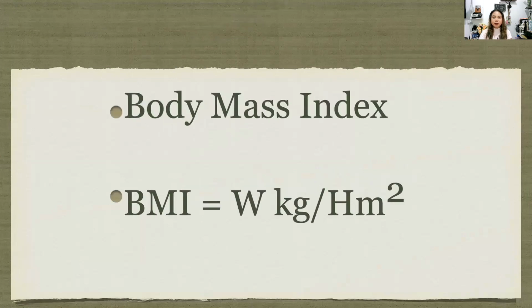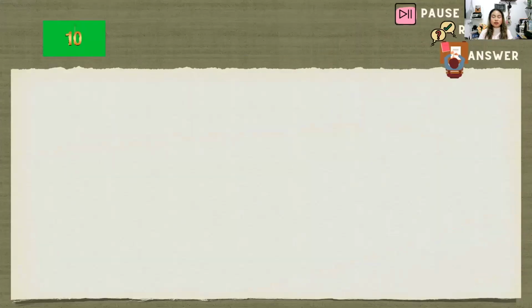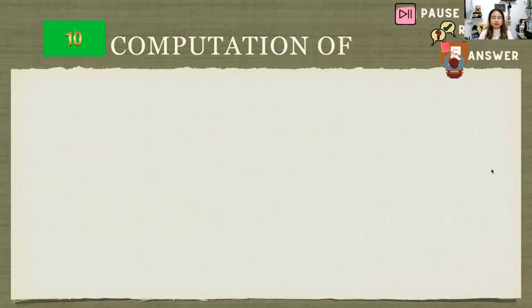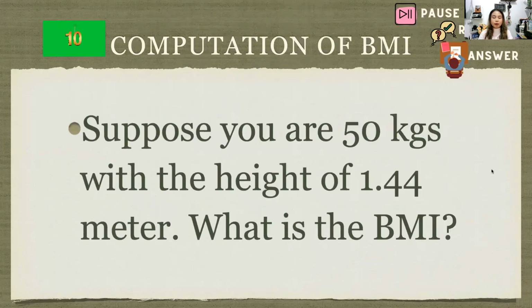In order to get to know our BMI or body mass index, we have to have this formula: W in kilos, while height in meters squared. So that's the formula. Weight in kilos divided by height in meters squared. Try to solve this problem. Suppose you are 50 kilos with a height of 1.4 meters. What is the BMI? You may use your calculator if you have, or you may solve it manually.